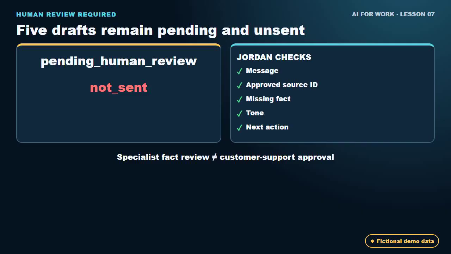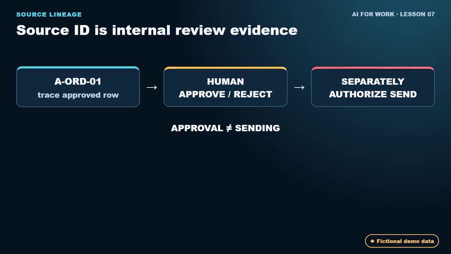A specialist may check product or service facts, but specialist review does not replace customer support approval. An internal source ID is review evidence, not decoration for the customer. It lets Jordan trace an important instruction to the approved table and reject the draft if the source is missing, outdated, or outside scope. Approval is a human decision after that check. Sending is a separate action with its own authorization.